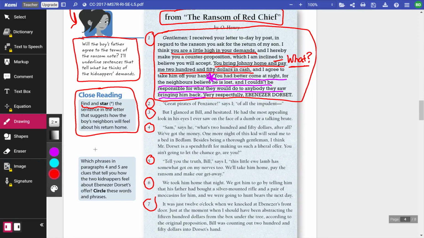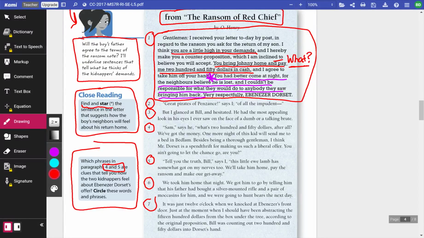Okay, so we're going to do the next box of close reading down here that I am circling, or squaring, excuse me. This one says, which phrases in paragraphs 4 and 5 are clues that tell you how the two kidnappers feel about Ebenezer Dorset's offer? Circle these words and phrases. Remember, guys, we're going to look at paragraphs 4 and 5. Find those paragraphs and reread both of them now. Circle the words and phrases that let you know how the kidnappers feel about Dorset's counteroffer. Go ahead and do that for me now.